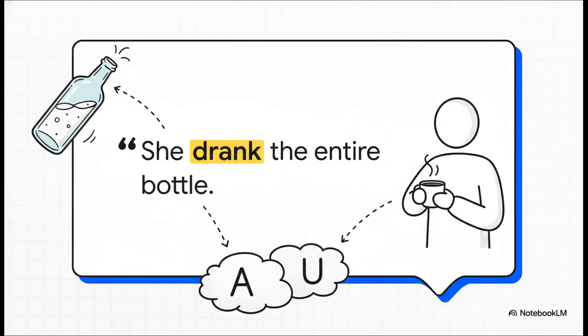In this sentence, we know for a fact it's the simple past because of that A in drank. Now, if we wanted to use the present perfect tense, we'd say she has drunk the entire bottle, just following that U pattern. It's an incredibly consistent rule for this whole group.